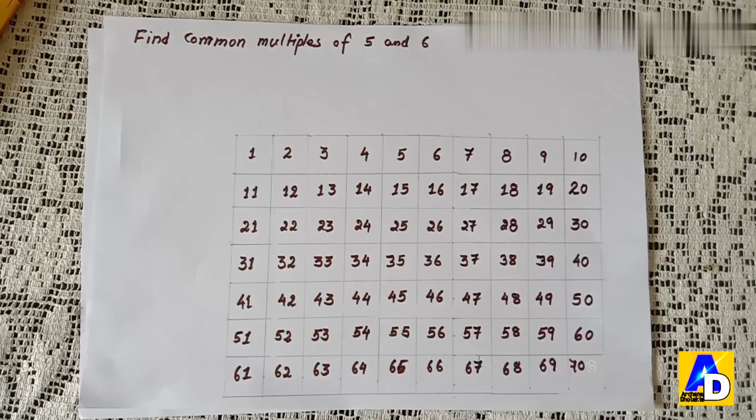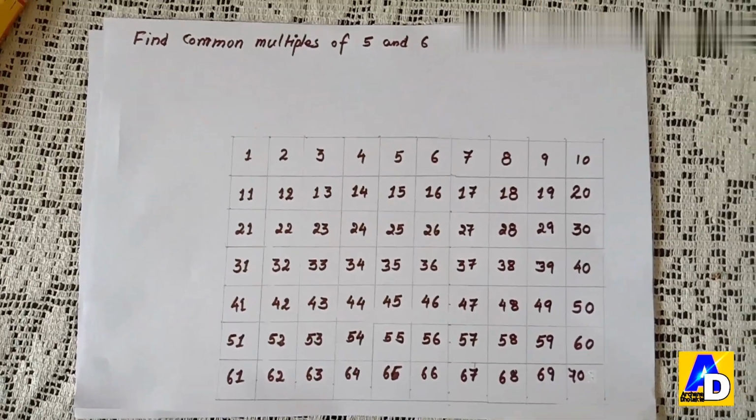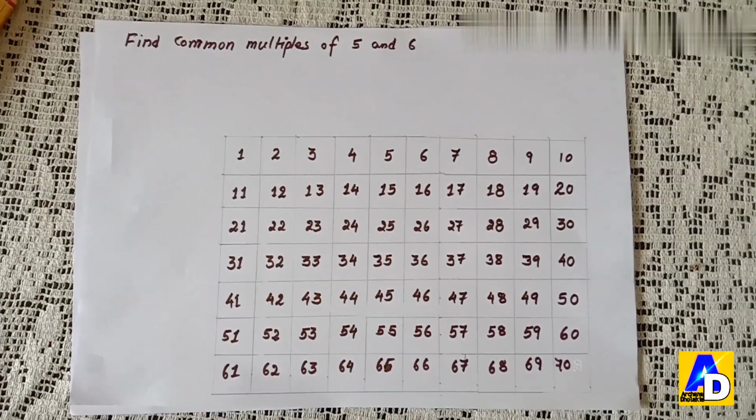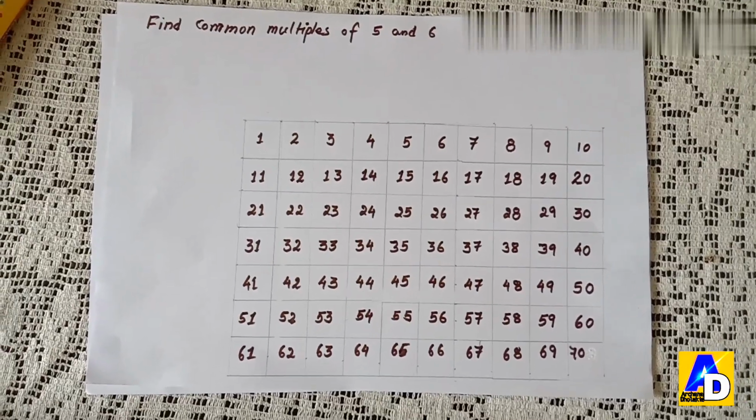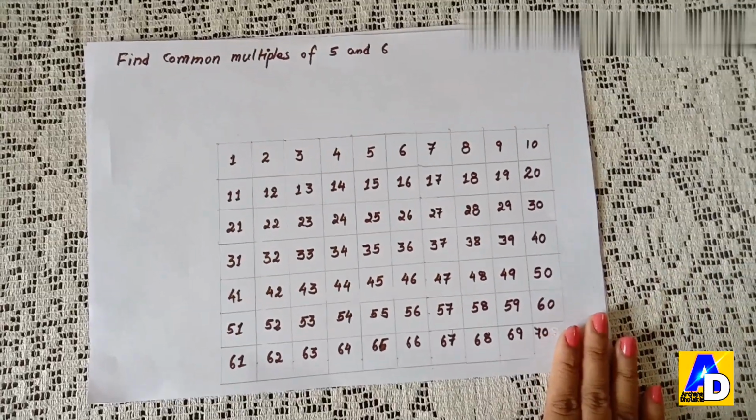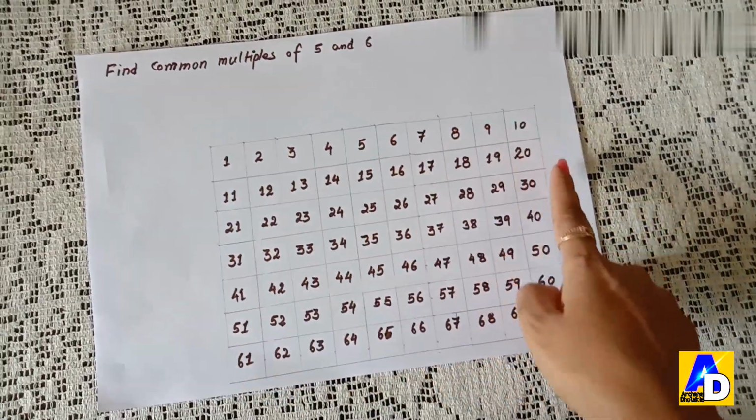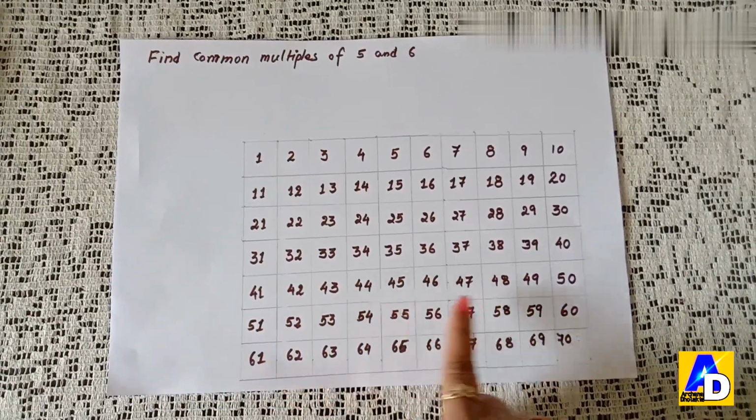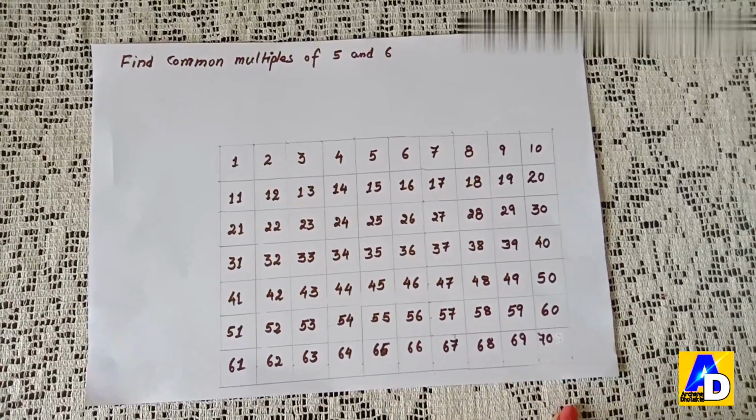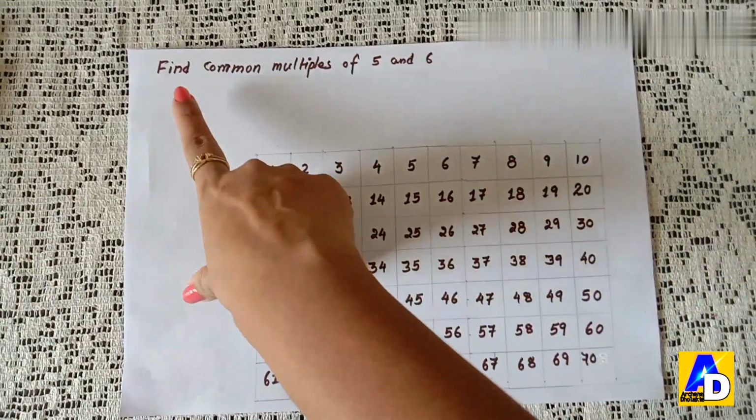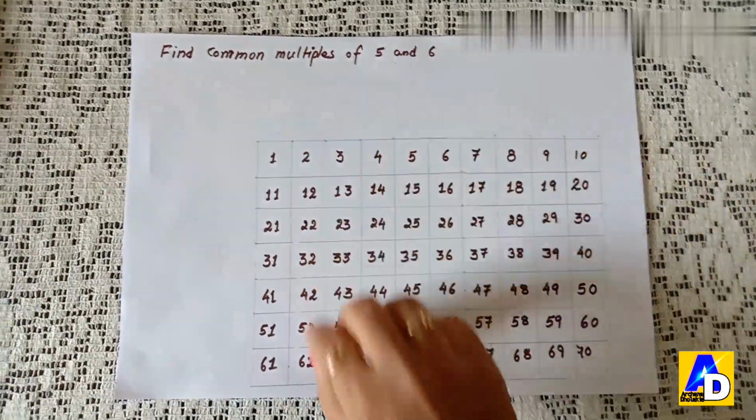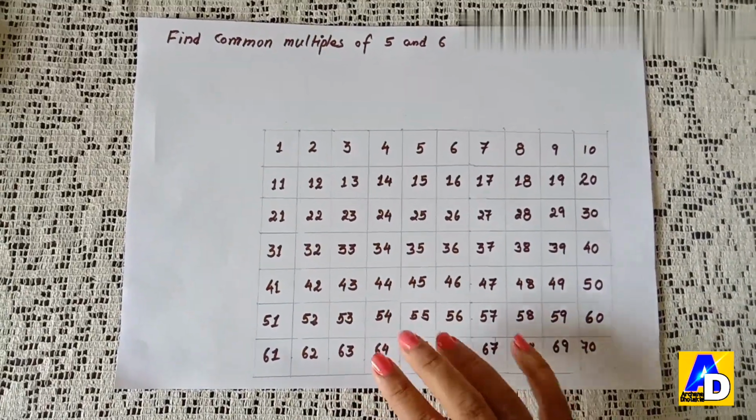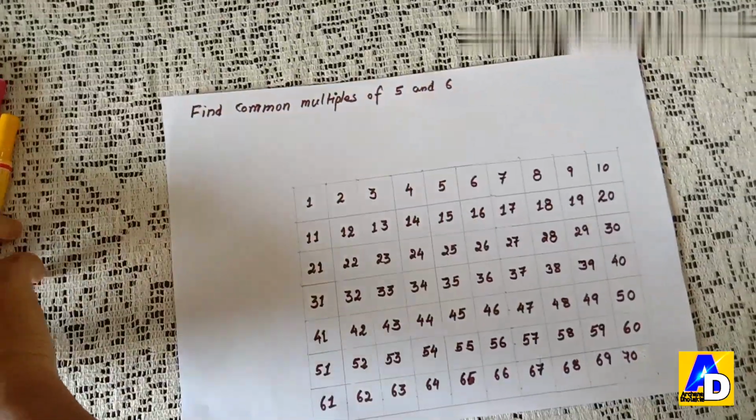So today's activity is for the topic common multiples. For this you require paper like this having grids with numbers. Here I have taken the numbers from 1 to 70. You can take till 100 also. So today let's see finding the common multiples of 5 and 6. For this you need only some sketch pens.